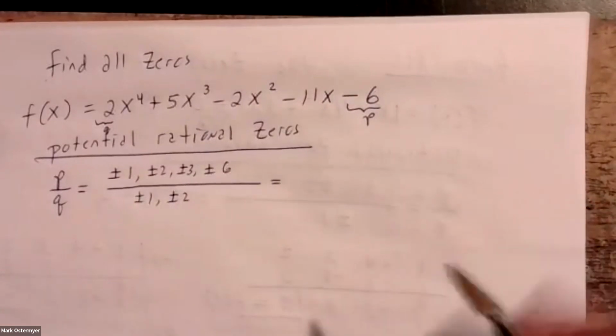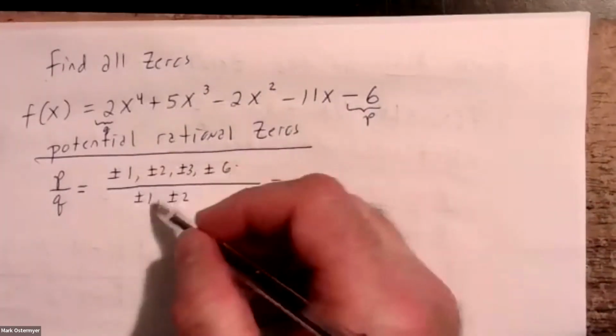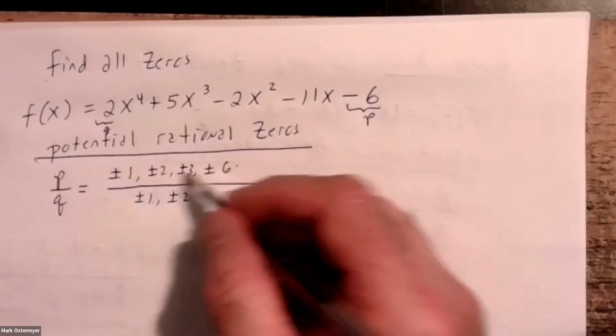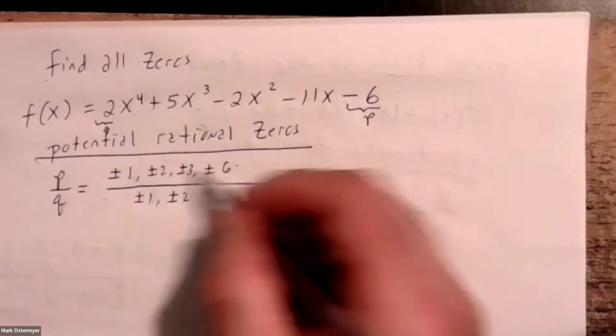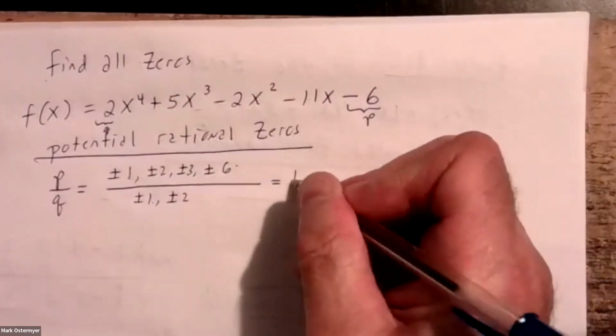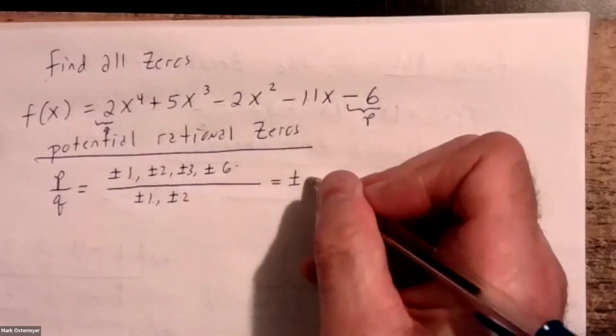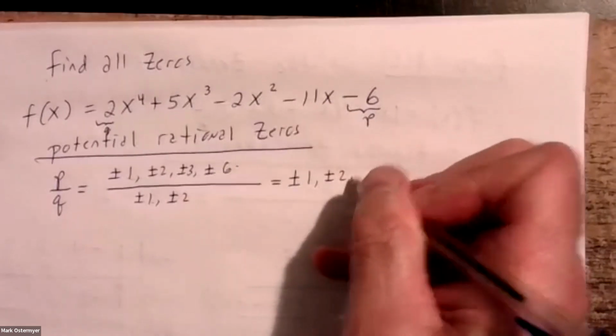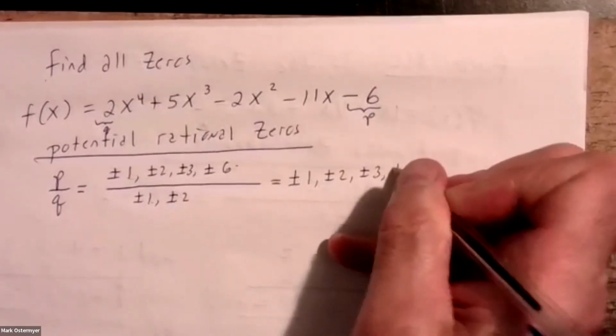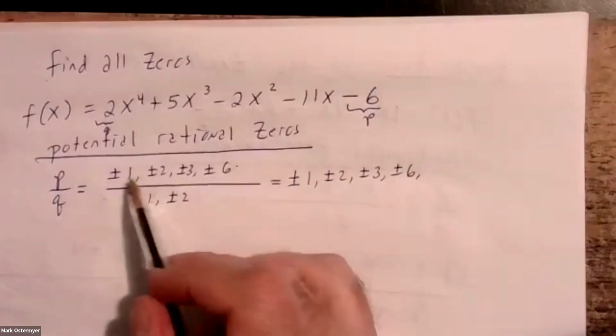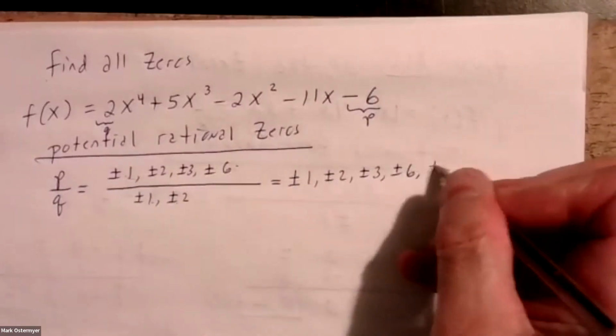So the list of potential rational zeros is going to be all of these divided by plus or minus 1, which is just going to basically give us the numerator back. So these are all potential rational zeros. But we have some other possibilities. Plus or minus 1/2.